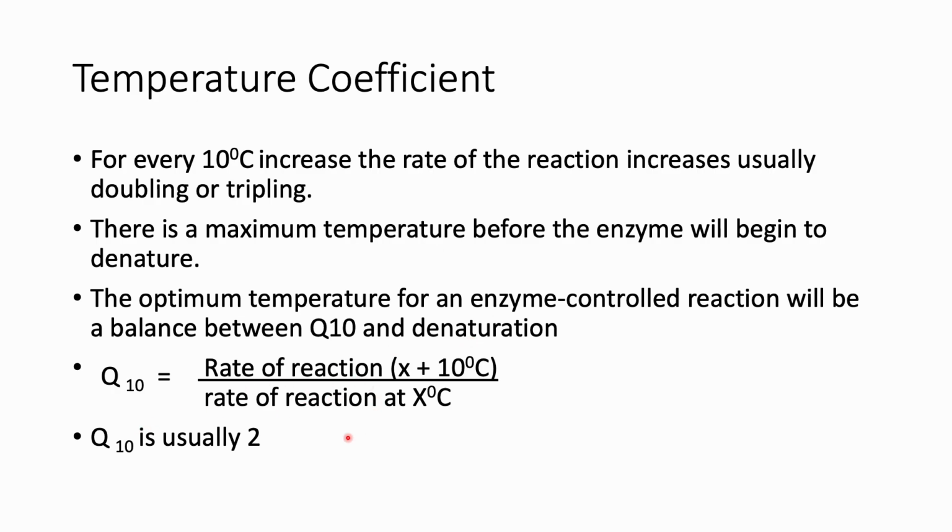This is represented by a ratio. That ratio is going to be the rate of the reaction for your temperature plus the 10-degree increase, divided by the rate of the reaction at the starting temperature. So you have that starting temperature and then the temperature that you started at plus 10 degrees. Usually this ratio is going to be 2, which means that every time the temperature increases by 10 degrees, the rate of the reaction is going to double.